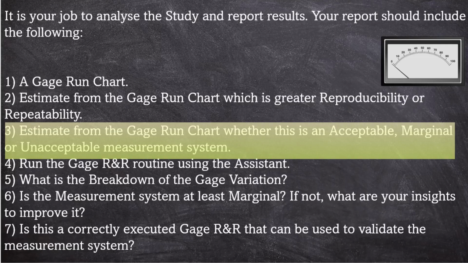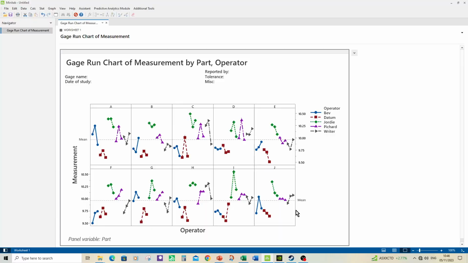Part 3 that we need to include within the report is estimate from the gauge run chart whether this is an acceptable, marginal or unacceptable measurement system. Well, when you look at that, it's about one of the worst gauge run charts I've seen in my life. I'm going to guess that's unacceptable.